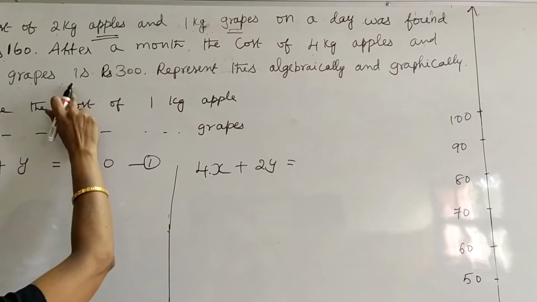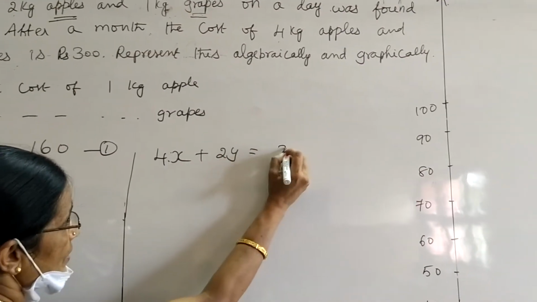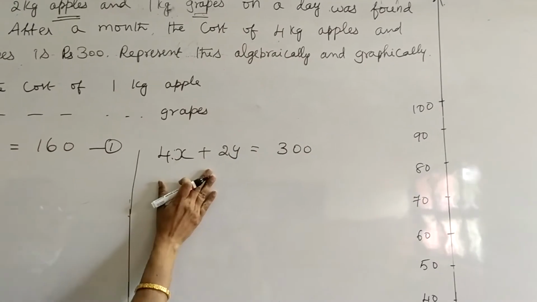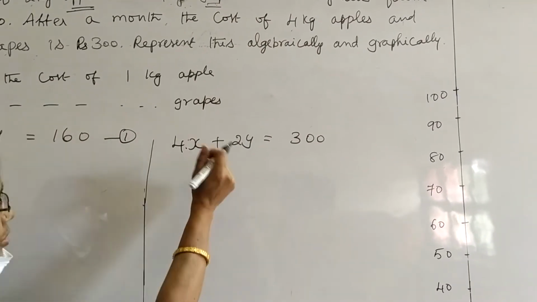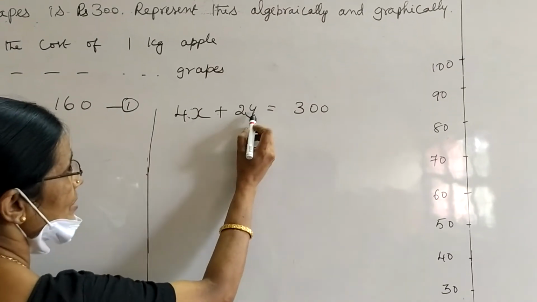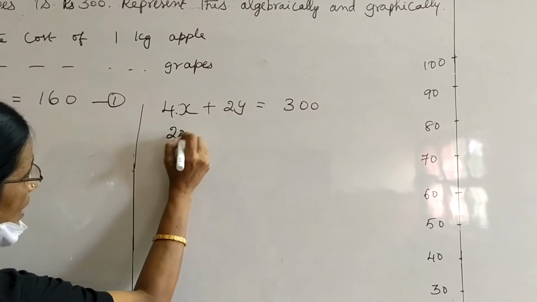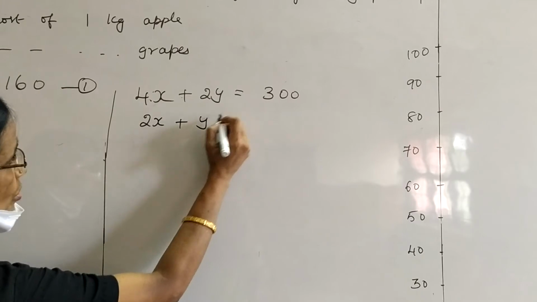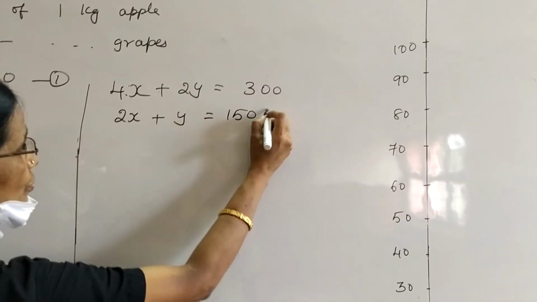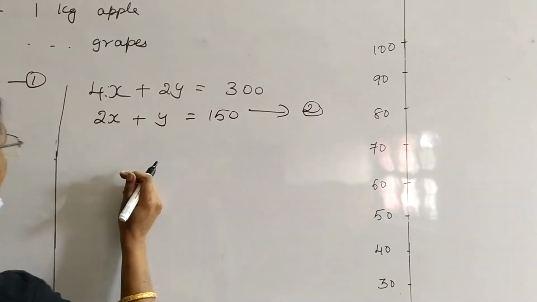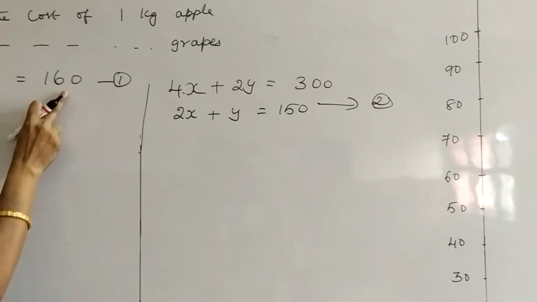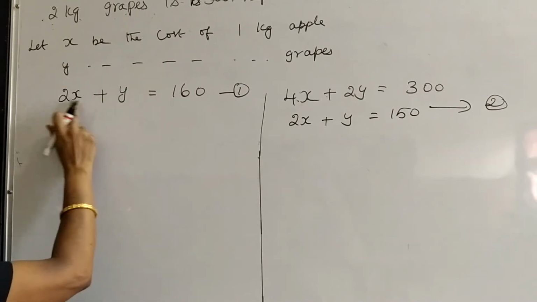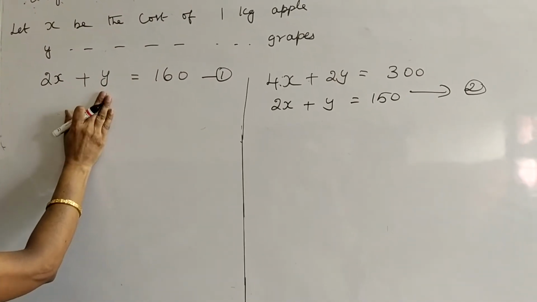How much did the customer pay? Rupees 300. So whenever we find any equation, check whether it is reducible or not. Here you can see it is divisible by 2. Therefore, I divide each and every term by 2 to reduce. I get 2x plus y is equal to 150 as the second equation. Here it is irreducible, not divisible by any common number. Therefore, this is the required equation.